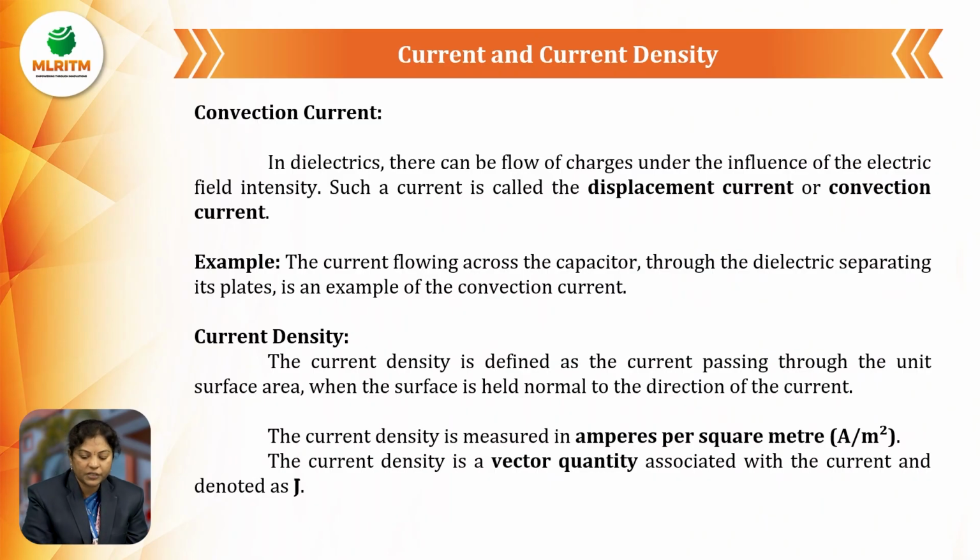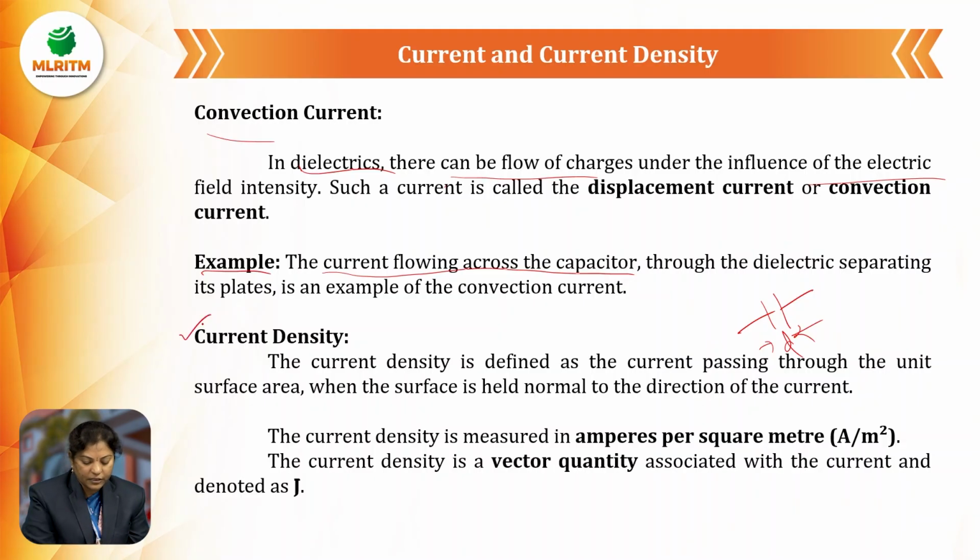Next one is convection current. This convection current is due to the dielectric material. In dielectrics, there can be a flow of charges under the influence of electric field intensity, and that current is called displacement current or convection current. An example is the current flowing across a capacitor. A capacitor has a dielectric material separated by a distance d. Here we are keeping a dielectric, so this is the example for convection current.